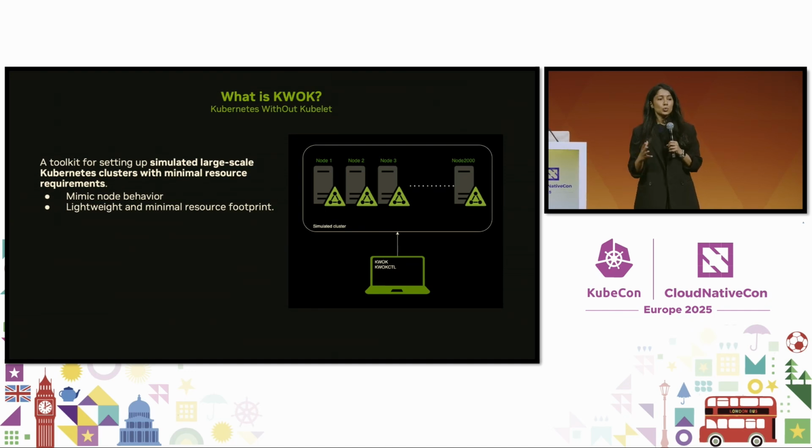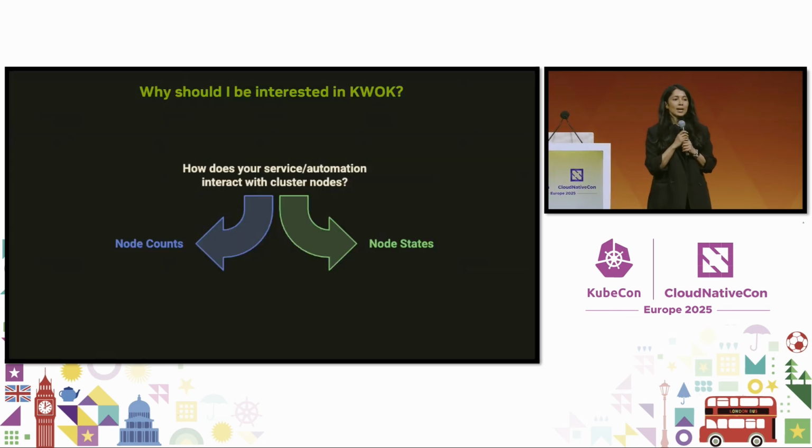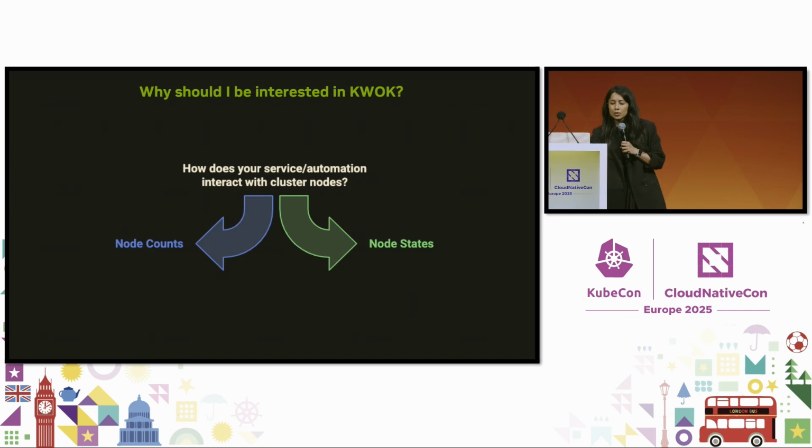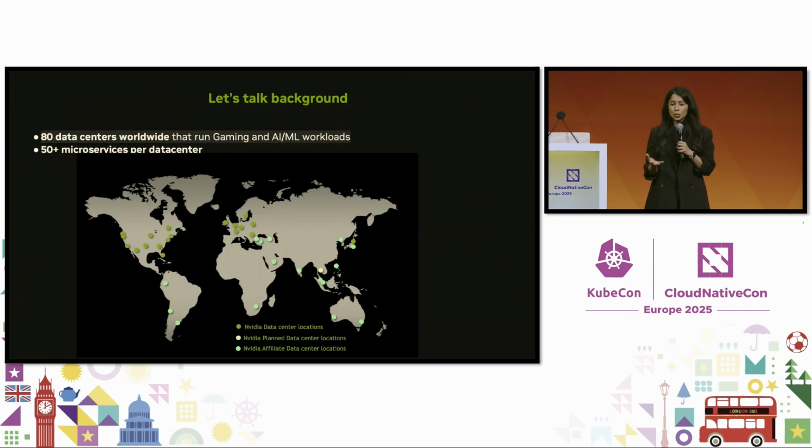So KWOK is basically a tool you can use to simulate a large number of nodes or pods on a very minimal resource requirement. So you could use a single laptop or a very small Kubernetes cluster. Now, why KWOK? If you manage control plane services whose behavior would probably be affected by the number of nodes in the cluster or the state of those nodes, then KWOK might be a great toolkit for you to play around with scale. So now that I've set that up and you know what KWOK is and why you would need it, I'd like to share a little bit about how we used it, and it might even extrapolate to a use case you might have.